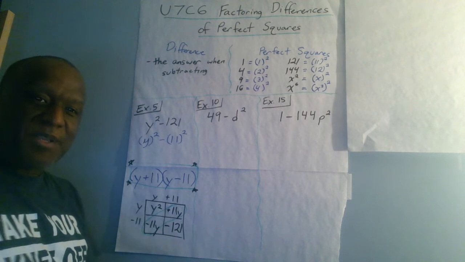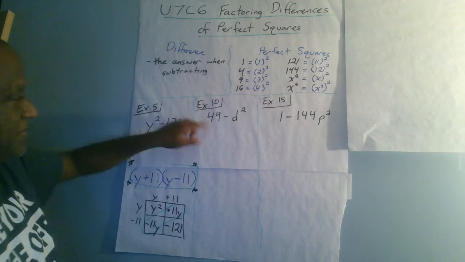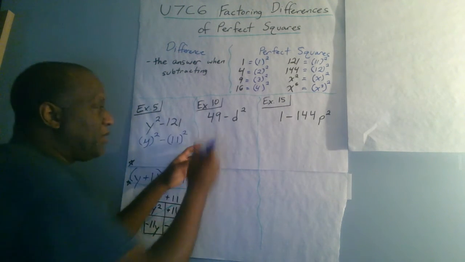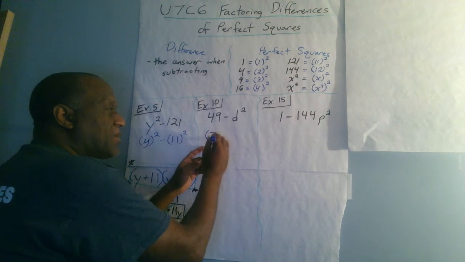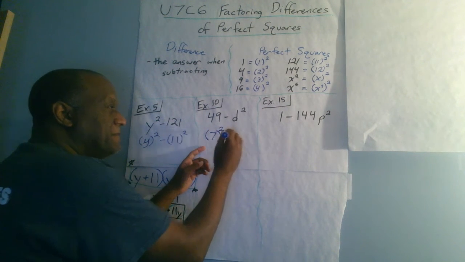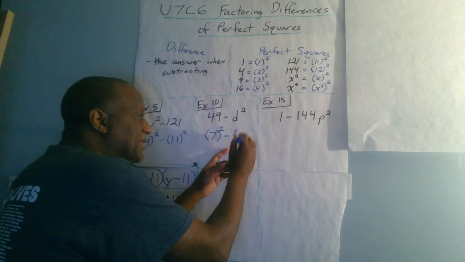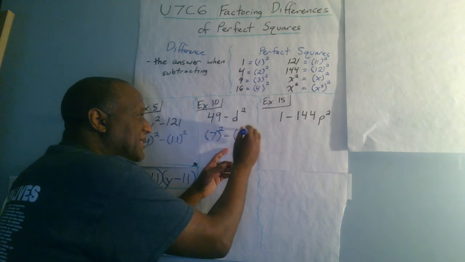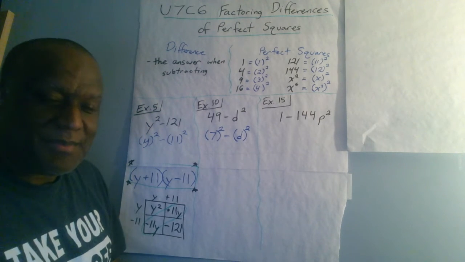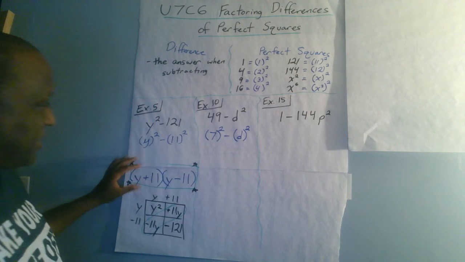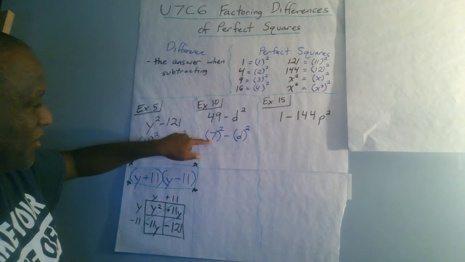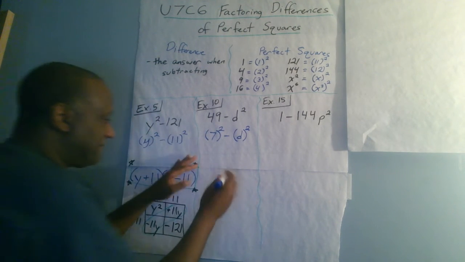Alright, hopefully you had some time with that. 49, hopefully you recognize 49 as 7 squared. D squared, well, that's pretty easy. That's just the variable d to the second power. So, what's the form we just saw here? We're going to start off with two parentheses.